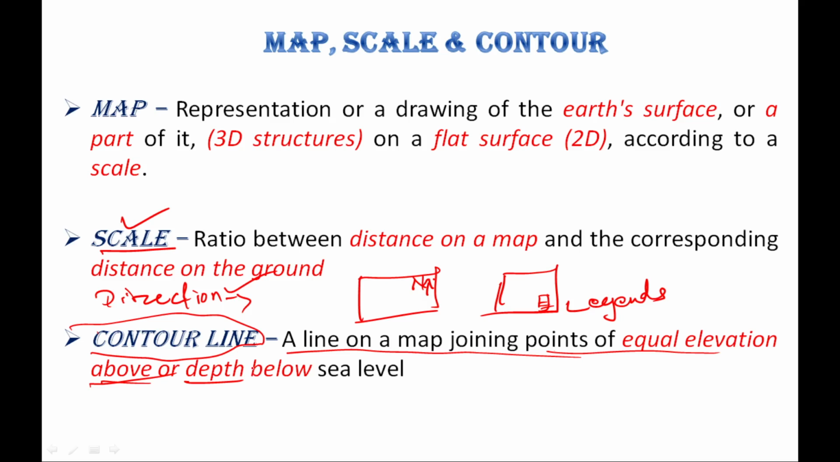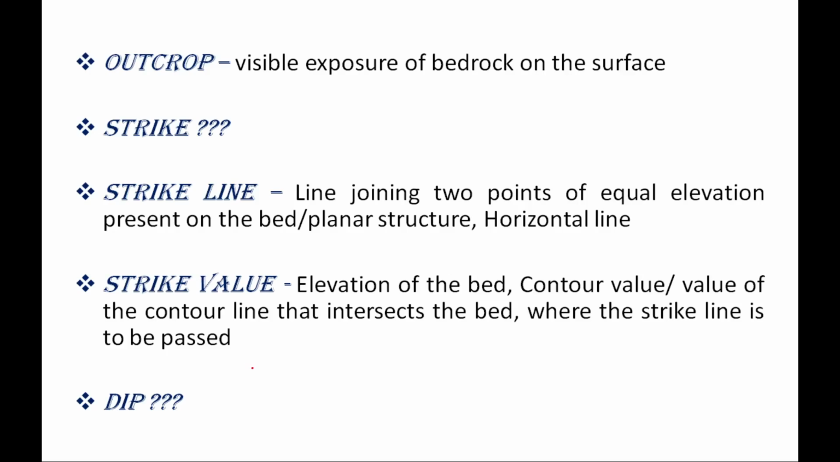So contour lines are lines joining points of equal elevation. Let me show you how you can plot contour lines. Given a picture, a mountain, say, like this, and here the mean sea level. Mean sea level means zero height.